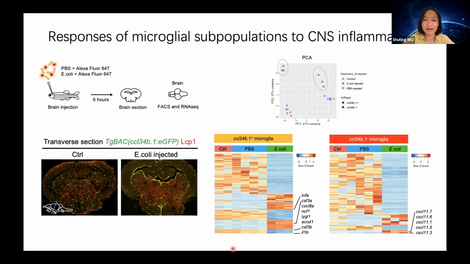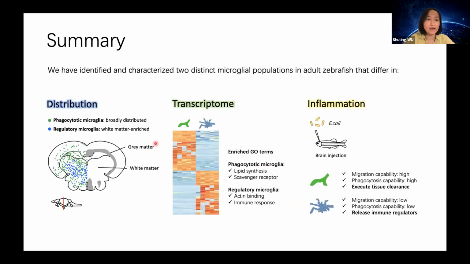So based on this data, we propose that the CCL34 beta-1 positive cells are phagocytotic microglia, which are highly mobile, have high phagocytosis capability, and mainly execute the tissue clearance function. We named the CCL34 beta-1 negative microglia the regulatory microglia, because they have relatively low mobility and phagocytosis capability, and they mainly release immunoregulators during inflammation.